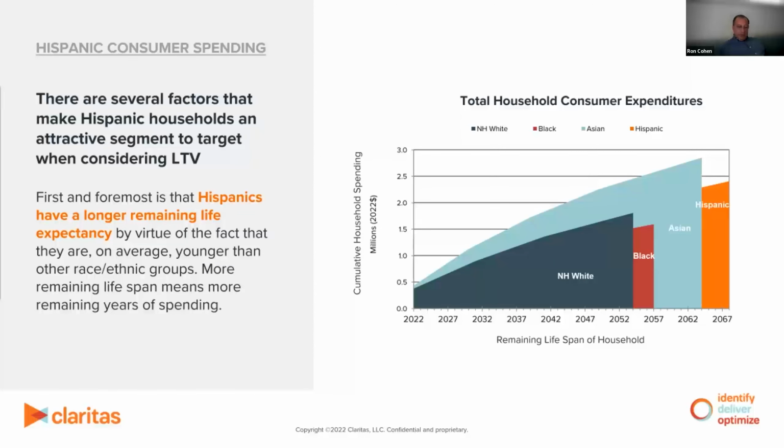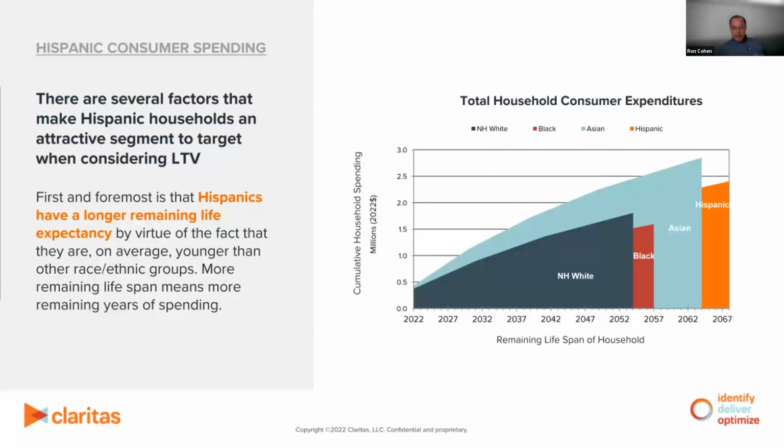We took life expectancy statistics from the CDC. We created some of our own consumer spending models based on consumer expenditure surveys produced by the Bureau of Labor Statistics, broke them out by race and ethnicity. In orange, you see the Hispanic spending, average household remaining lifetime. Okay, this is total consumer spending by each household over their lifetime.